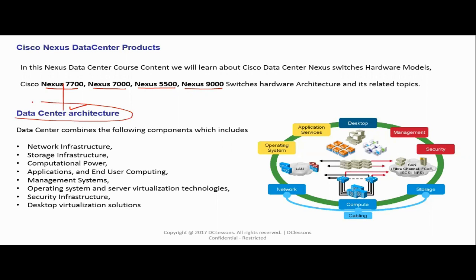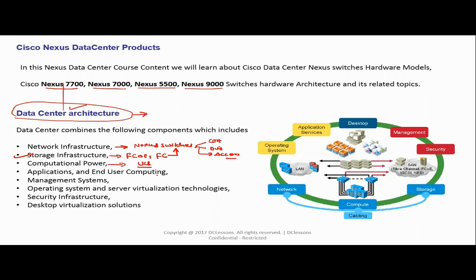The data center architecture contains the following components. It contains the network infrastructure, that means all your Nexus switches. It can be in the core, in the distribution, or in the access layer. After that, we have the storage infrastructure. In the storage infrastructure, the Nexus supports FCoE, and it also supports FC, and the Nexus switches can perform all these operations. In the computational power, we can talk about the UCS.